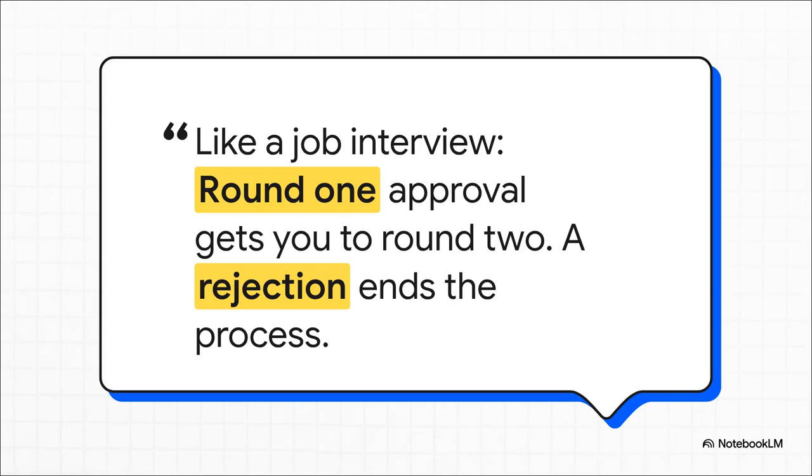You know, a really great way to picture a multi-step approval is to think of it like a job interview. It's pretty simple. You pass round one, you get to move on to round two, you get the green light there, maybe you move on to the next stage. But a no at any point, that's it. Process over. It's just a series of checkpoints that a record has to clear.